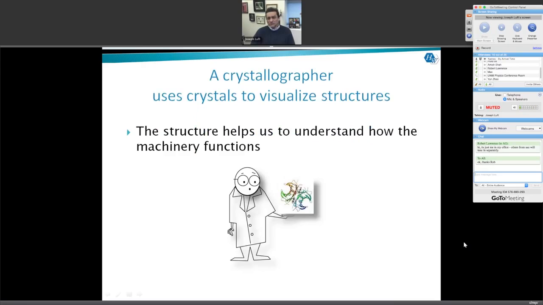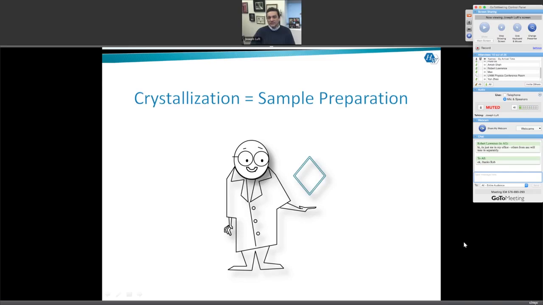Crystallographers just use crystals to visualize structures, and the structure helps us to understand how the machinery functions. XFELs can actually capture the structure at different time points during an enzymatic process so that it can determine the shape of the structure and structural changes that take place during that process. So when you think of crystallization, all we're talking about is a sample preparation method. It's nothing more than that.